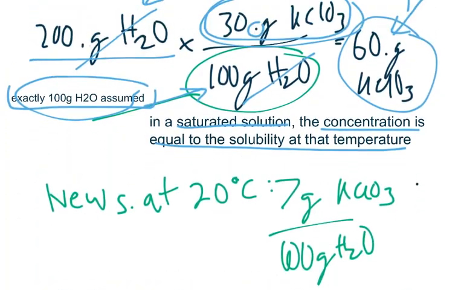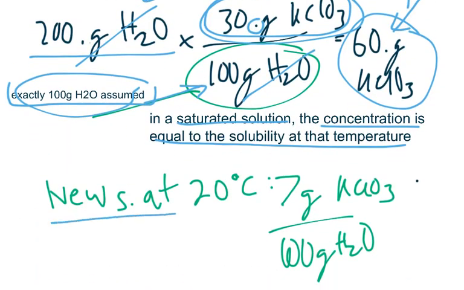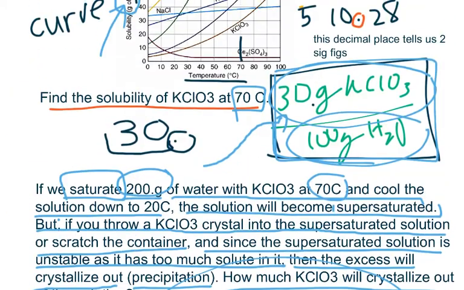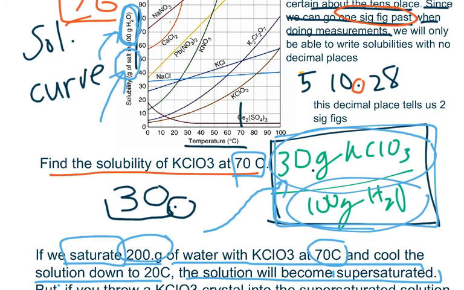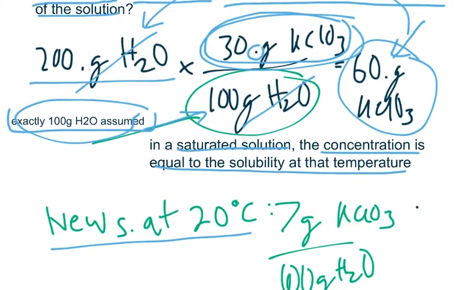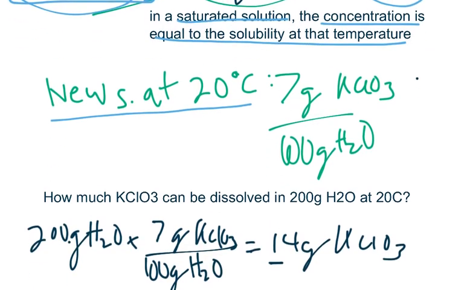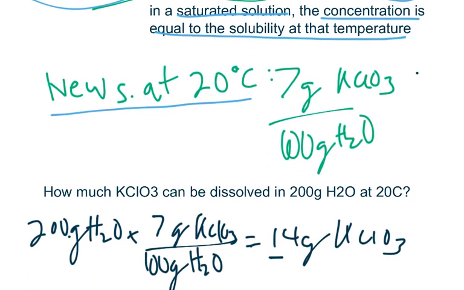Now we have to decrease the temperature to 20 degrees, and at 20 degrees, the solubility, according to the chart for KClO3, is going to be about 7 grams of KClO3 per 100 grams of water. So now the question is, how much KClO3 can be dissolved in 200 grams of water at 20 degrees Celsius?